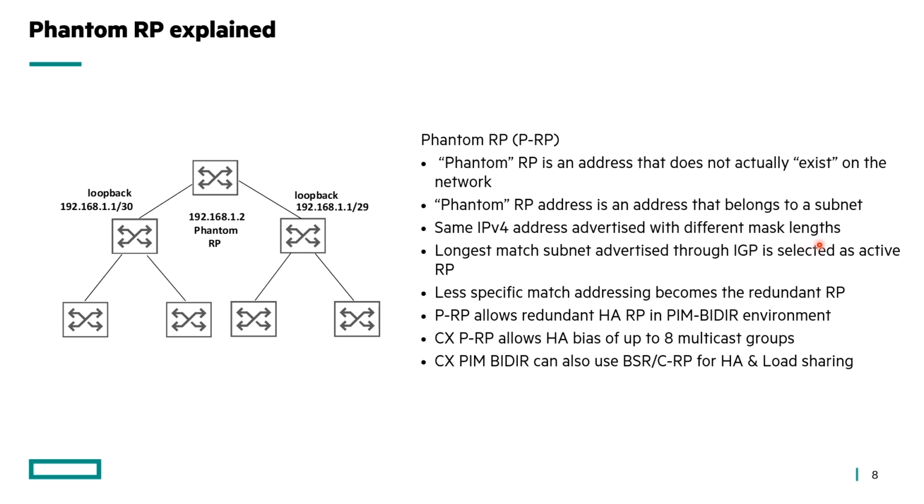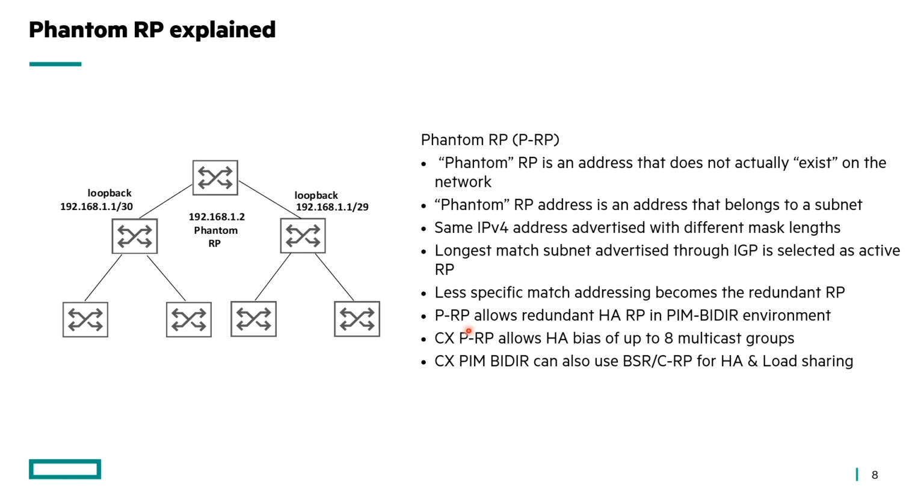So if we look over on the left diagram, we can see 192.168.1.1/30 on one loopback and 192.168.1.1/29, and within those two loopbacks exists 192.168.1.2, but we don't configure that on any of the loopbacks, so that's what we're trying to get to here. Now, the longest match subnet advertised through the IGP is selected as the active RP. So in this instance, the 1.1/30 would be selected as the RP. The less specific matching address becomes a redundant RP, so this loopback here /29 becomes a redundant RP and only takes over if this device or loopback fails somehow.